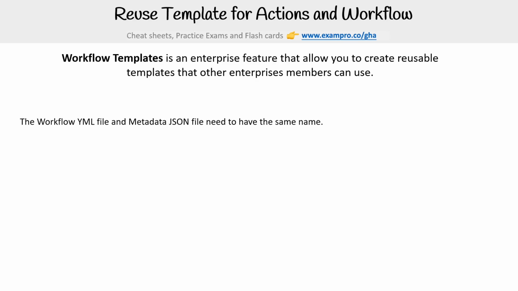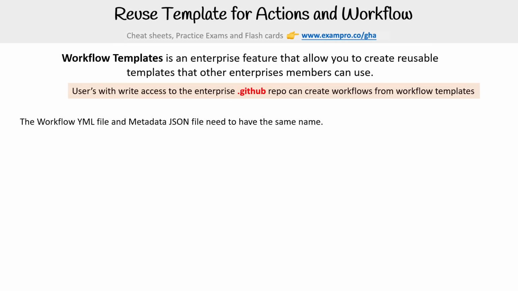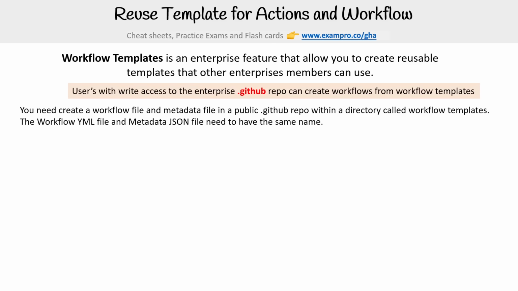Workflow templates in an enterprise is an enterprise feature that allows you to create reusable templates that other enterprise members can use. Users with write access to the enterprise .github repo can create workflows with workflow templates. You need to create a workflow file and metadata file in your public .github repo within a directory called workflow-templates. The workflow YAML file and metadata JSON file need to have the same name.